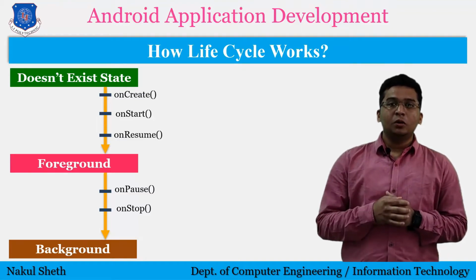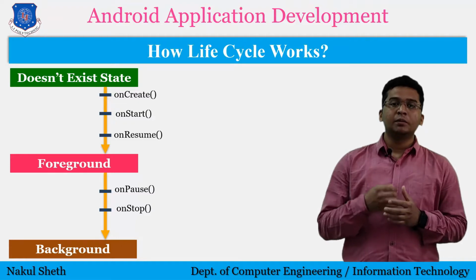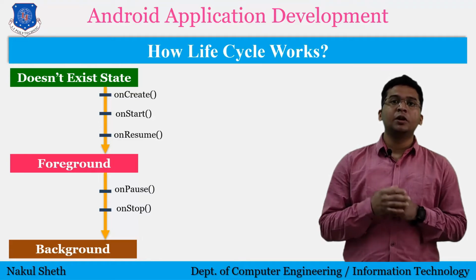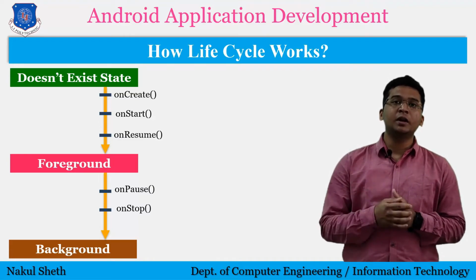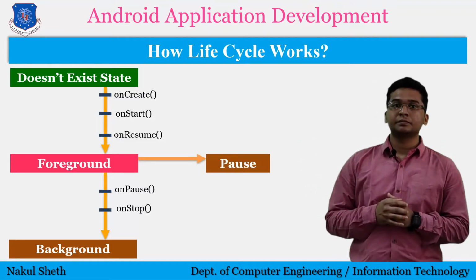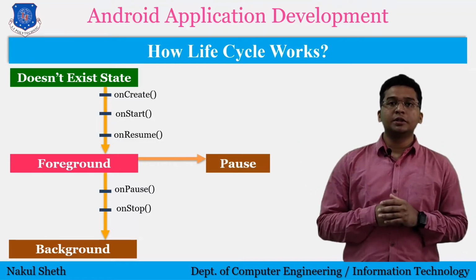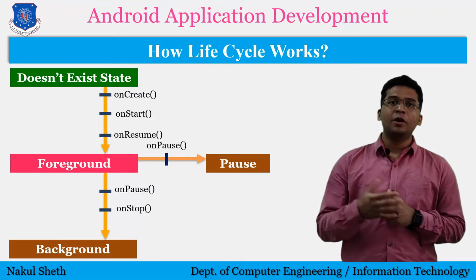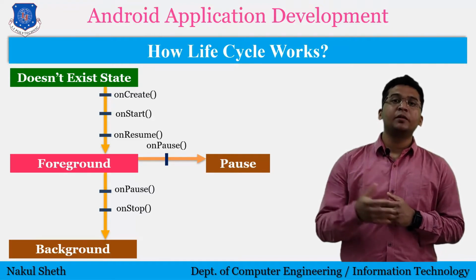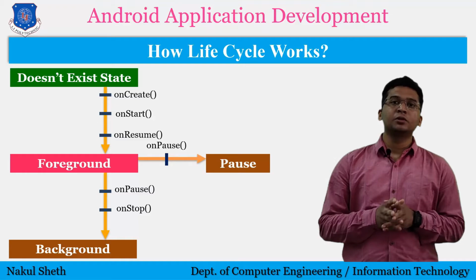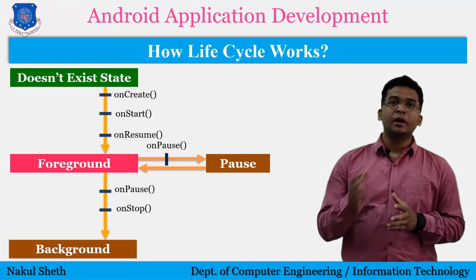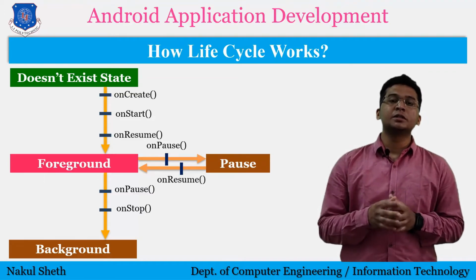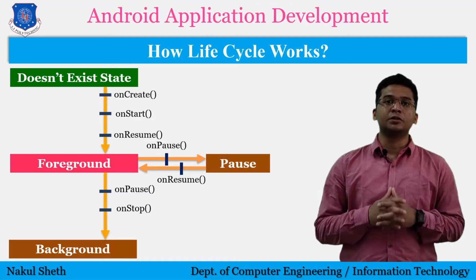Now, when you get a call from another person or you press the power button, then your current visible activity will not be destroyed, but it comes in pause state. Then our Android system is going to call the onPause method. Now, when your call has ended, then your previously visible activity will come in foreground state again. So, when an activity comes from pause state to foreground state, then our system or Android OS is going to invoke the onResume method.